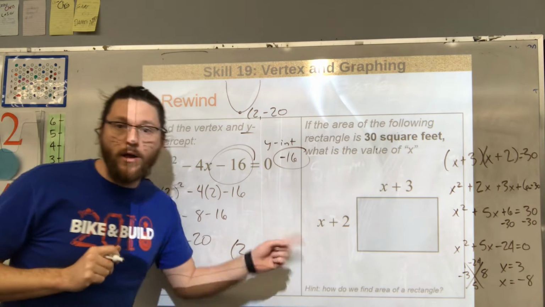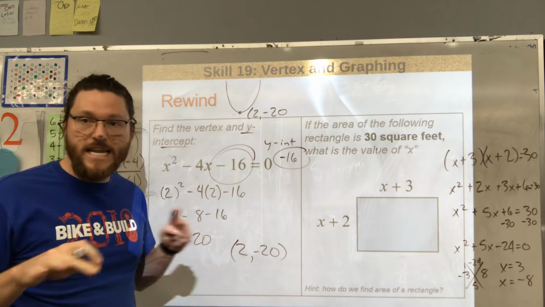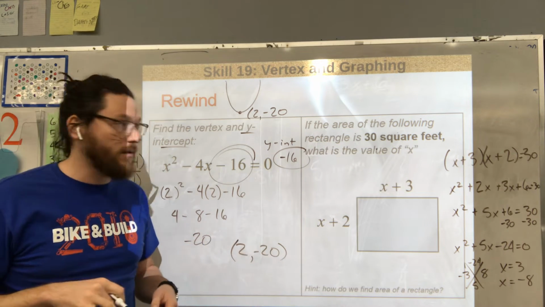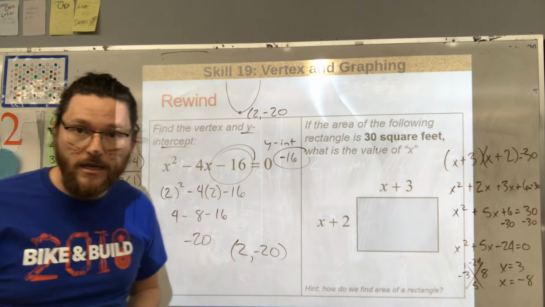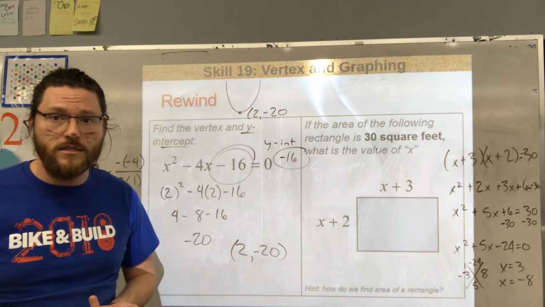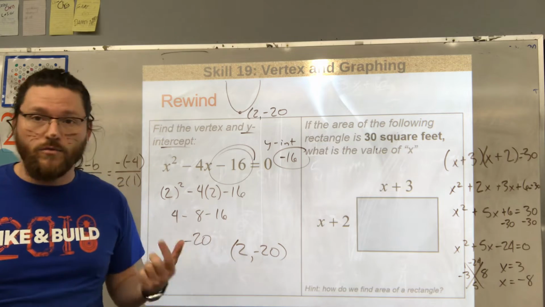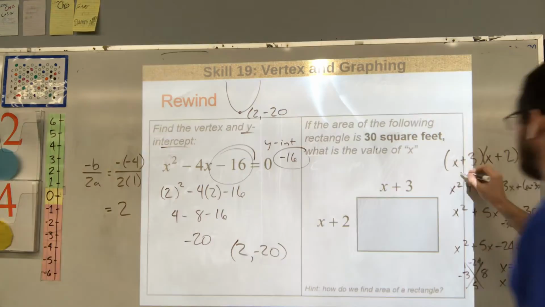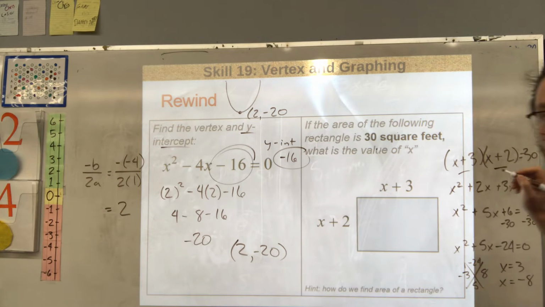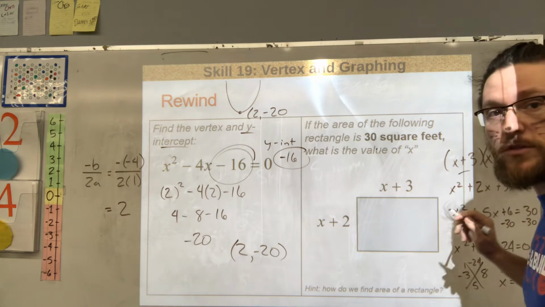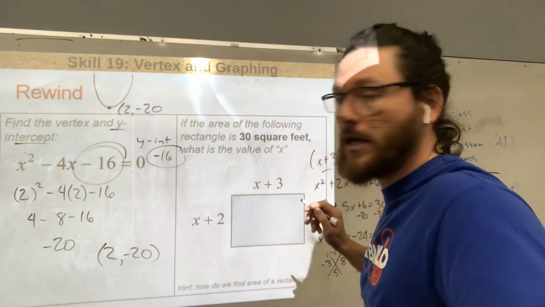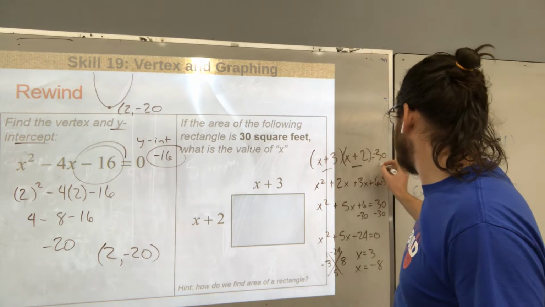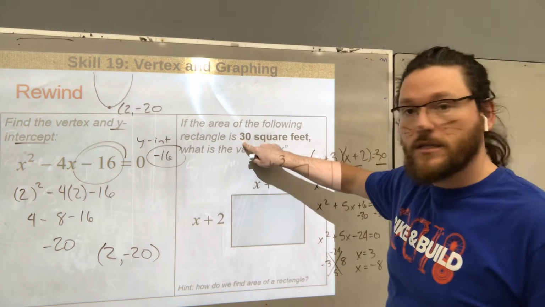Okay. The other problem is kind of a sneaky area problem that deals with Xbox. So first thing you got to do is set it up. Remember, area of a rectangle is base times height. So I've written that out here, base times height. And the problem tells us that those two things together give us the area. And in this problem, it tells us it's 30.